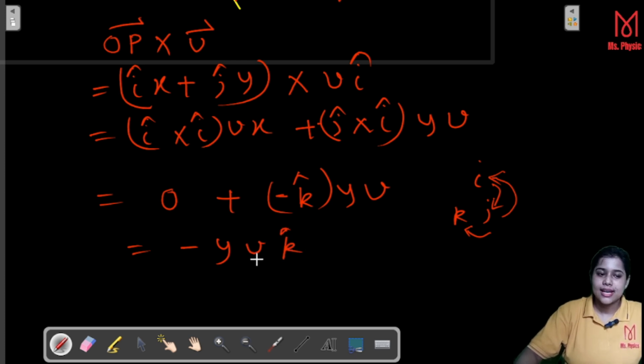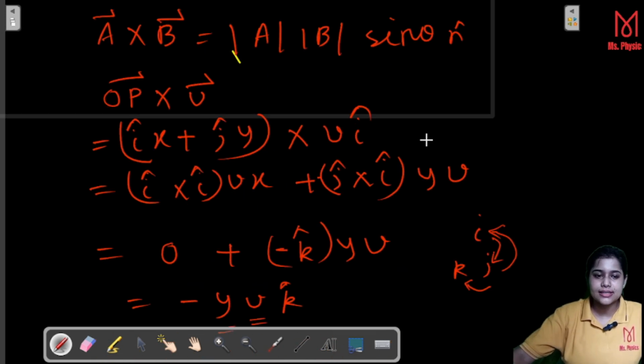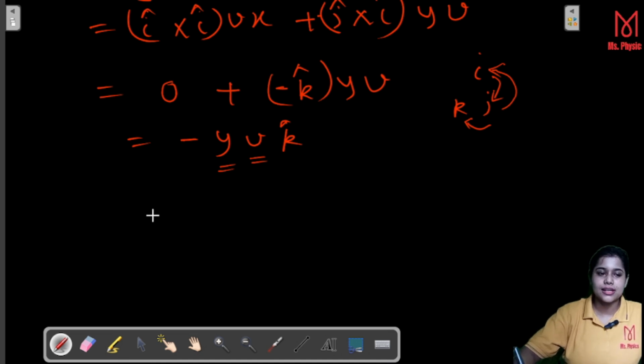So here you see that since v is constant, y is also constant, k cap is the unit vector. So therefore I can easily say that what is given in the question, that show that OP cross V is independent of the position P. Okay, that means it is independent of the position P.